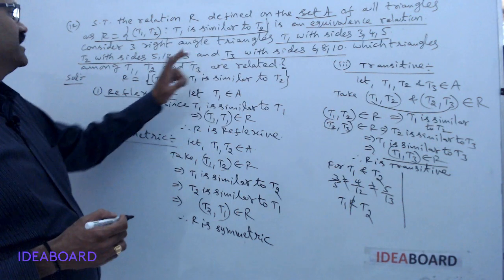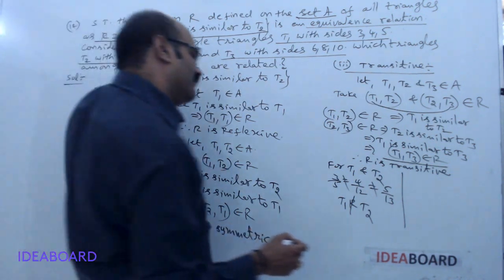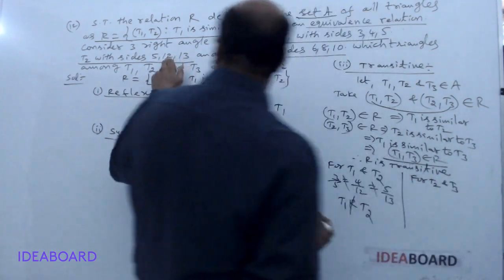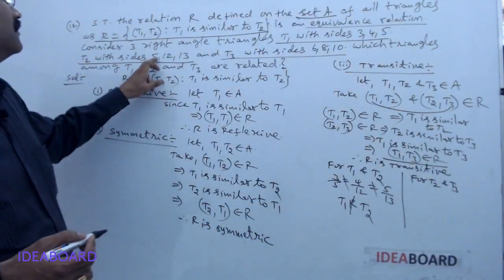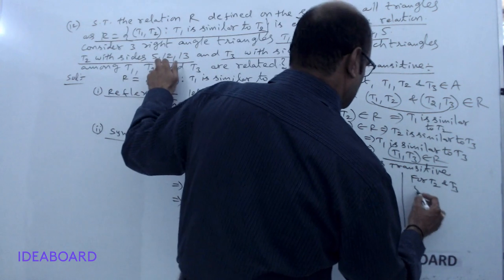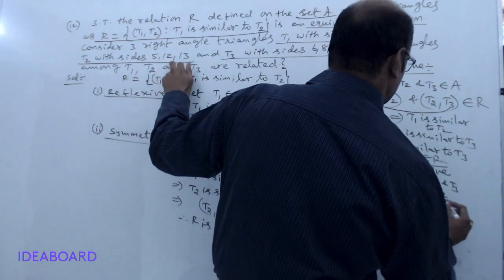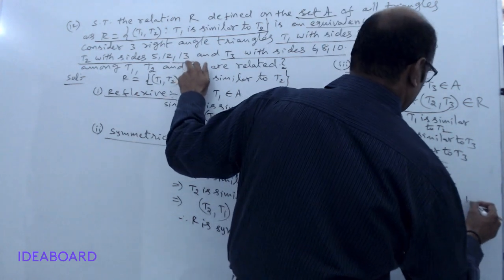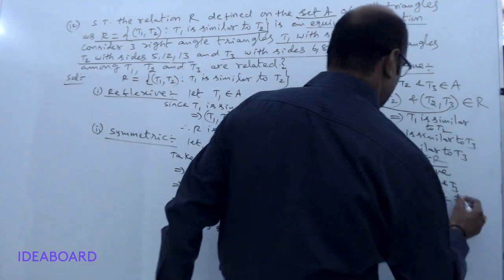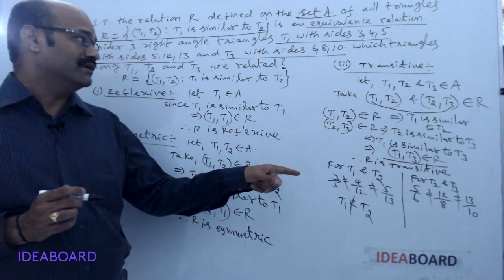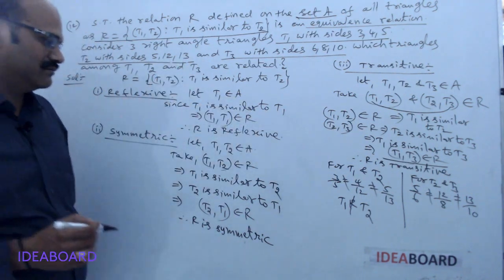Now let me take T2 and T3. For T2 and T3, 5 by 6, 12 by 8, 13 by 10. The ratio is not same. So here T2 and T3 are not similar.